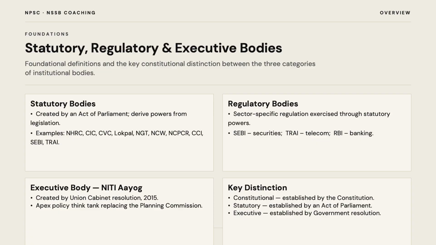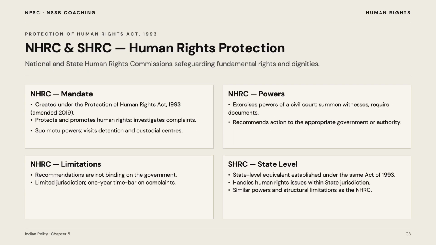I hope everything is clear. Statutory, regulatory. Now we have the NHRC and SHRC, the National Human Rights Commission and State Human Rights Commission. It was created under the Protection of Human Rights Act 1993, and it protects and promotes human rights. If your human right is violated, you can approach the State Human Rights Commission and discuss the issue with them. They have suo motu powers, which means they have the power to investigate a case without being requested by any individual.